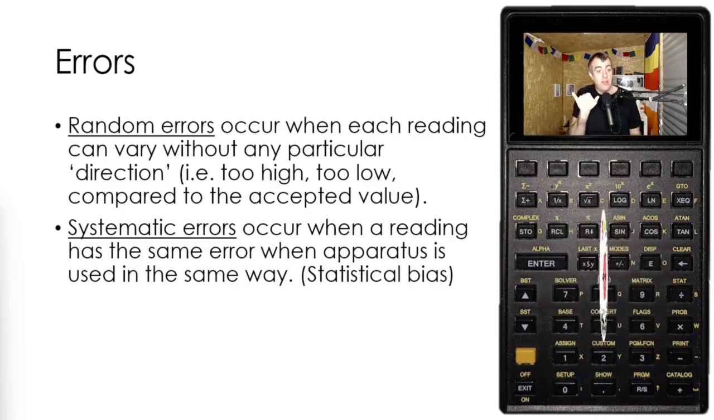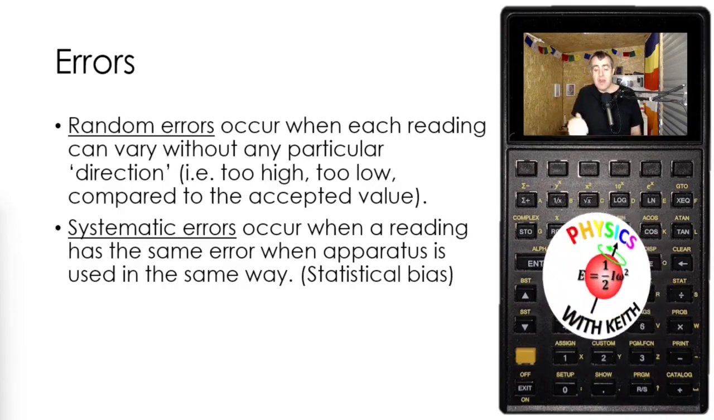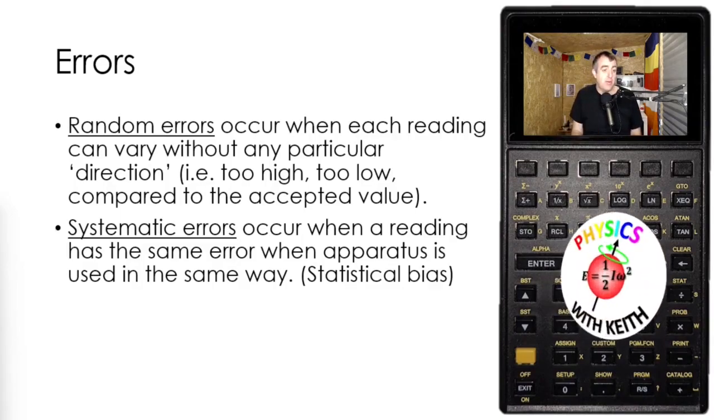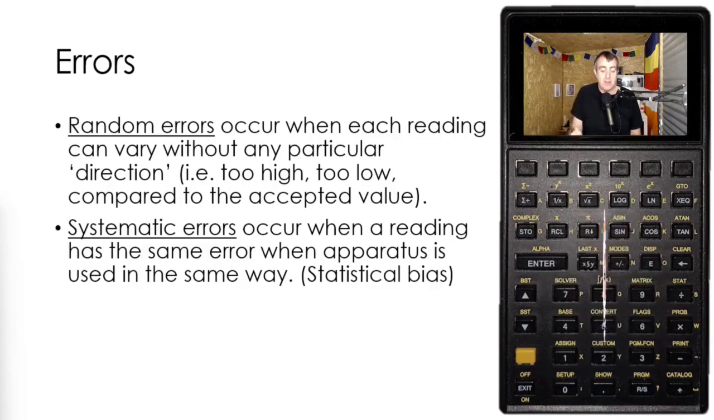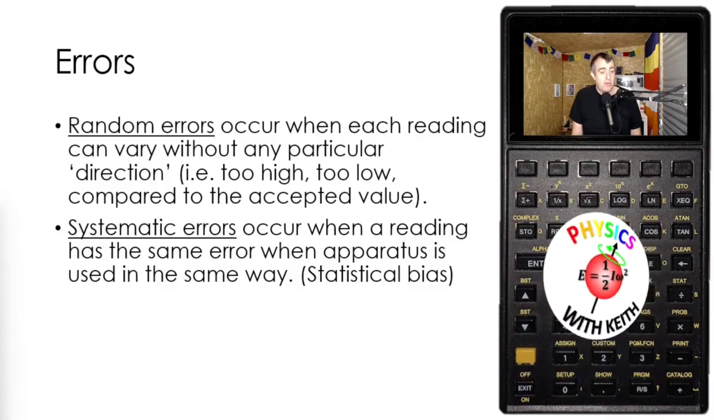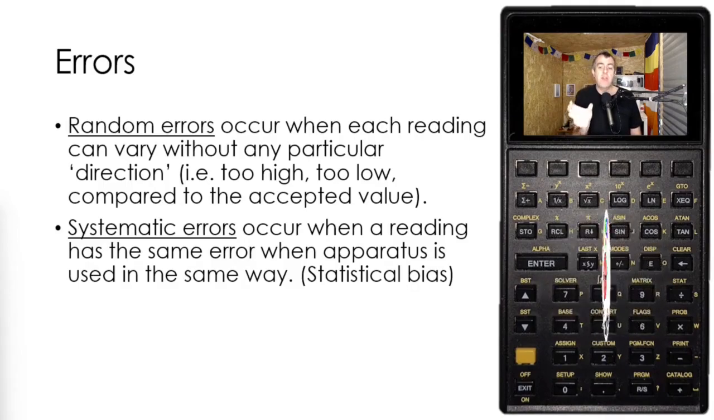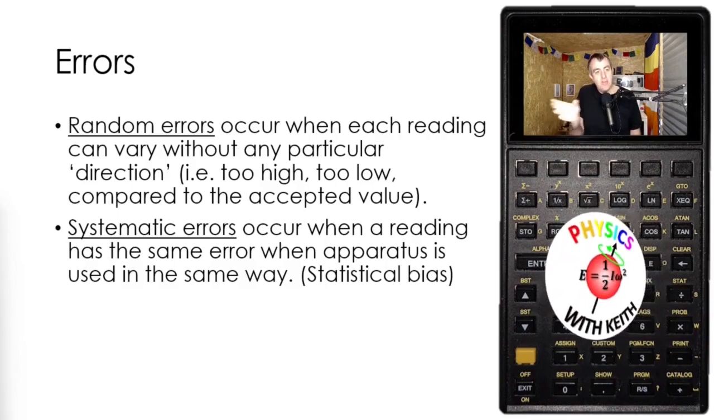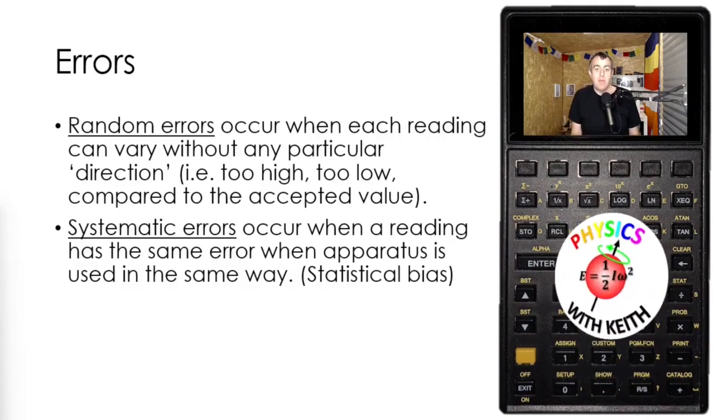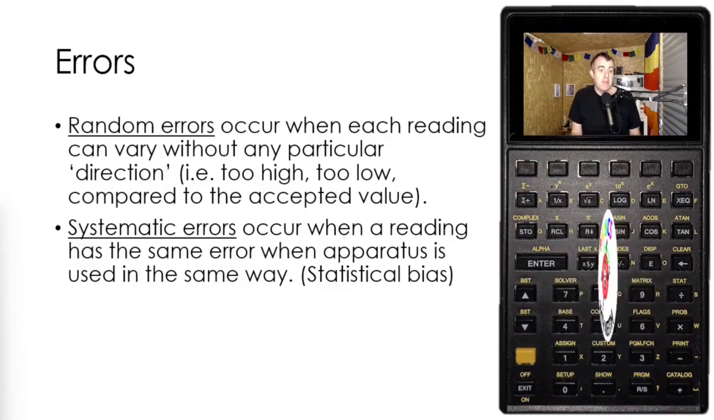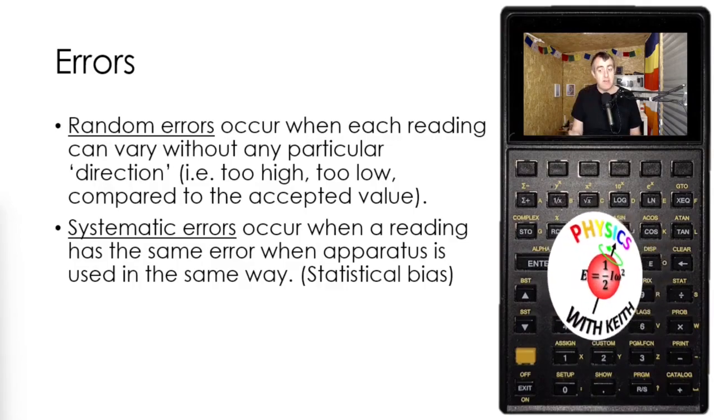Or it could be that the scale's all shifted. So my balance, when there's nothing on it, says 0.5 kilograms, I place a kilogram on it, it says 1.5. I place 2 kilograms on it, it says 2.5. So the amount that it is wrong by is the same amount each time. So that would be a systematic error.